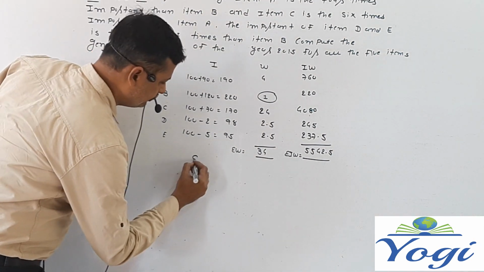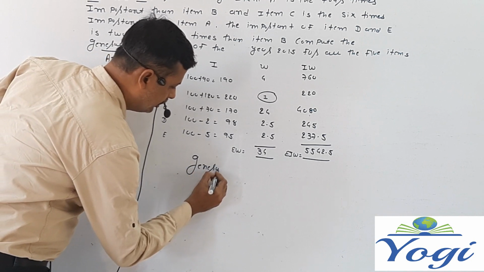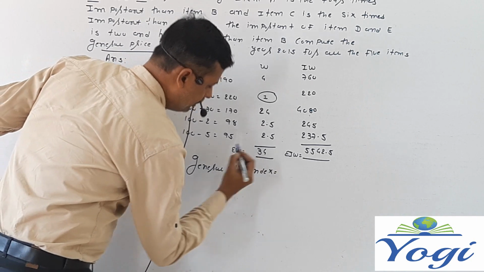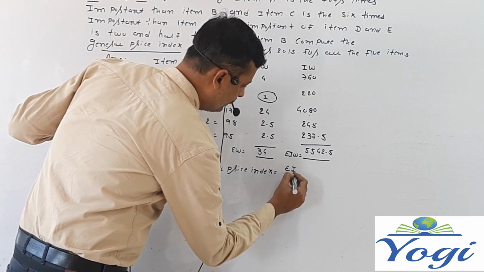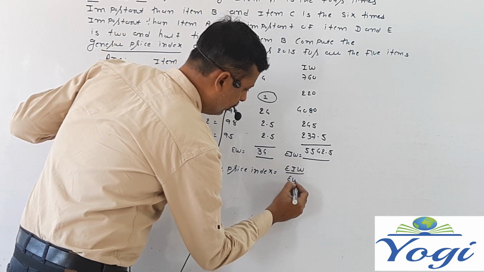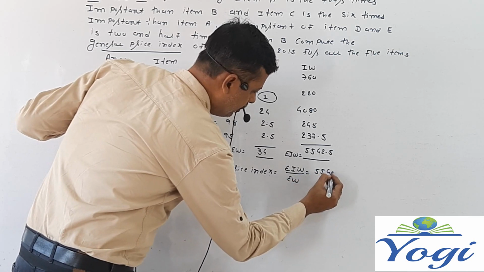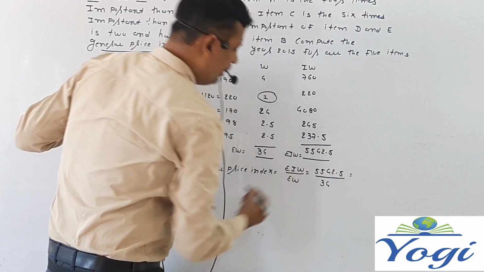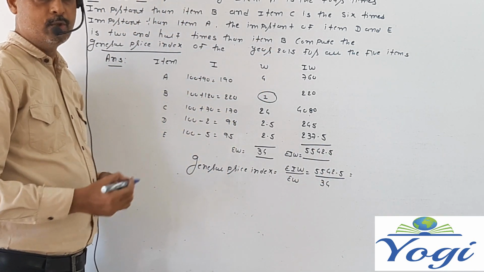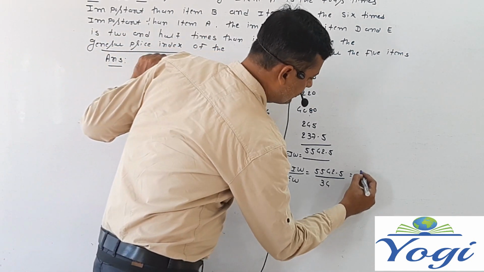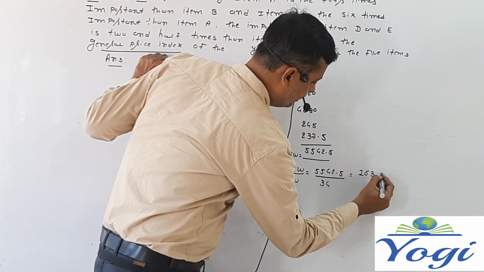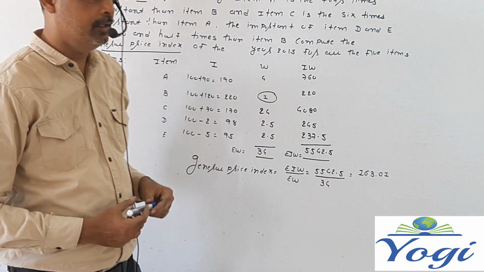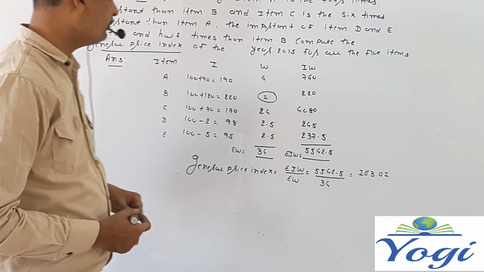Now here we have to find the general price index. So the general price index is equal to sigma IW upon sigma W. 5542.5 divided by 34, so the general price index becomes 163.01.